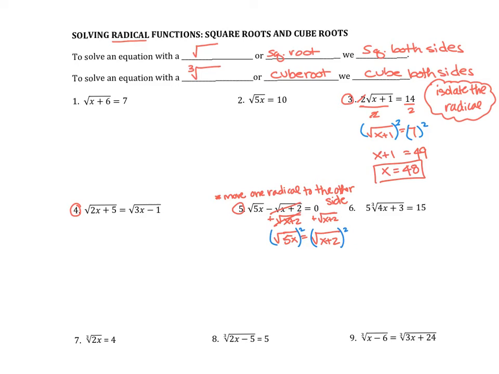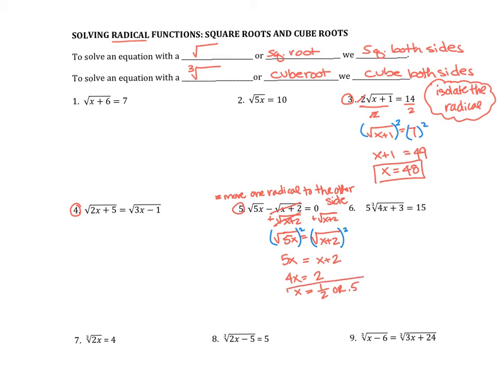When I square the square root of 5x and cancel the square root symbol, I get just the 5x. When I square the square root of x plus 2, my square root symbol cancels and I just get the x plus 2. Now I'm going to subtract x over to the left, for 4x equals 2. I'm going to divide both sides by 4, and I get x equals 1/2 or 0.5.